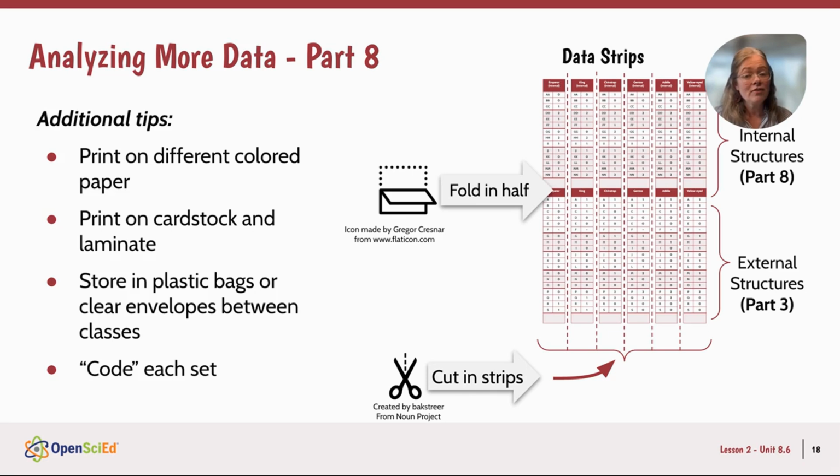Additionally, I print them on different colored paper so I know that students are looking at the data that I expect them to be looking at. I also print it on cardstock and laminate so I can reuse them. I store them in clear plastic bags or clear envelopes so that I can see if everything is there. And I code each set so that I can marry any of the lost data strips with its appropriate group. I personally use different colored stickers for this system.